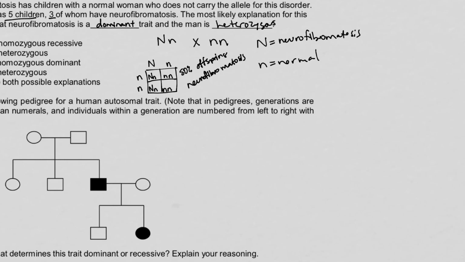So if it were a recessive trait, and we could also look at if it's dominant and he's homozygous. Let's do that quickly first. If it was dominant and he was homozygous, then we'd be looking at this. What would happen here? If this were a big N instead, 100% of them would have it. So that's not it. So if it's dominant, it's heterozygous, not homozygous.